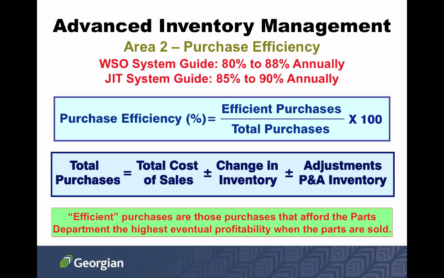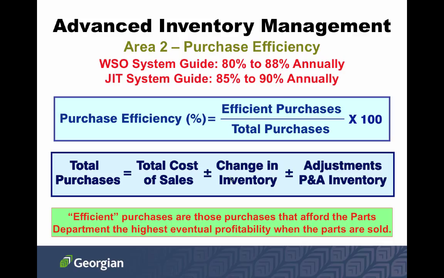We used to call this stock order performance. Instead of calling it purchase efficiency percent, we used to call it stock purchases percent or stock order performance, and it had in the numerator stock purchases over total purchases. Since the JIT systems usually only have one order type, the term purchase efficiency is more meaningful.